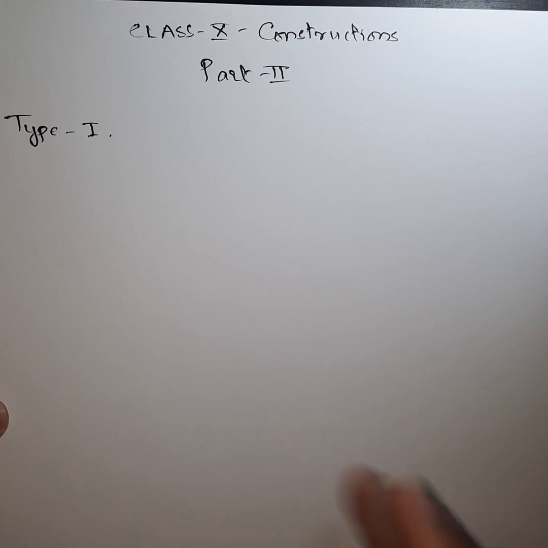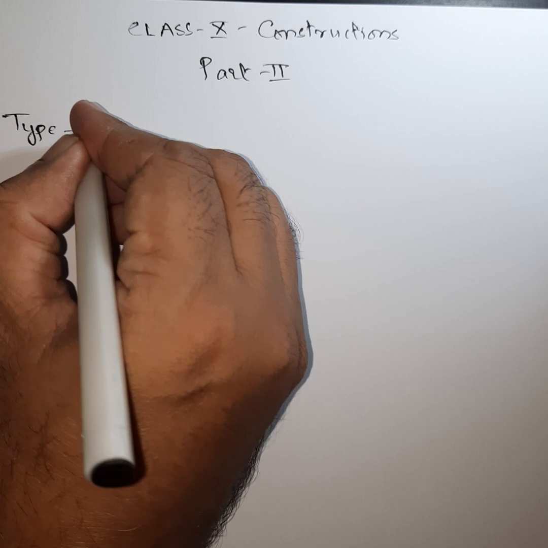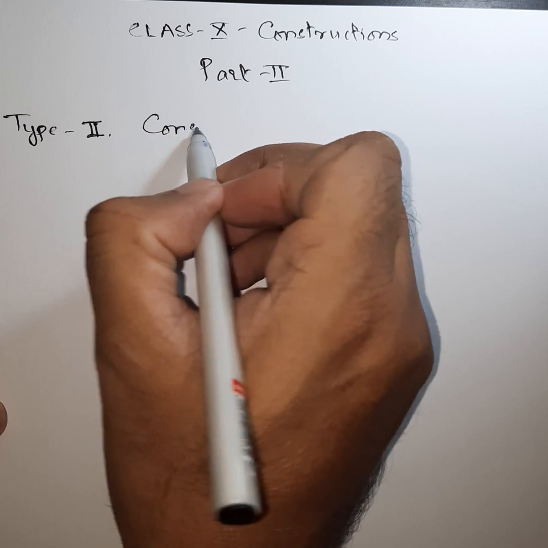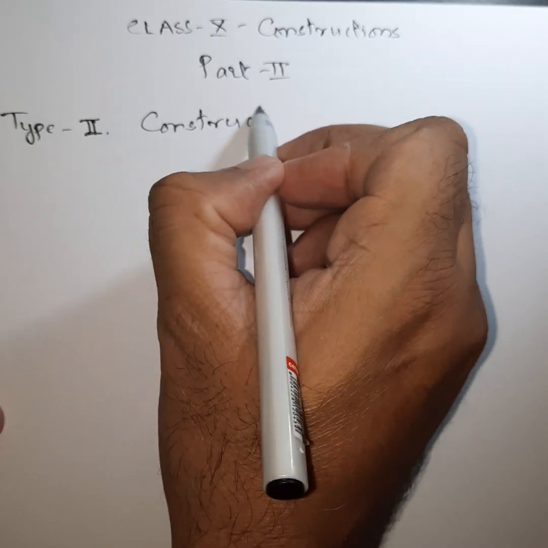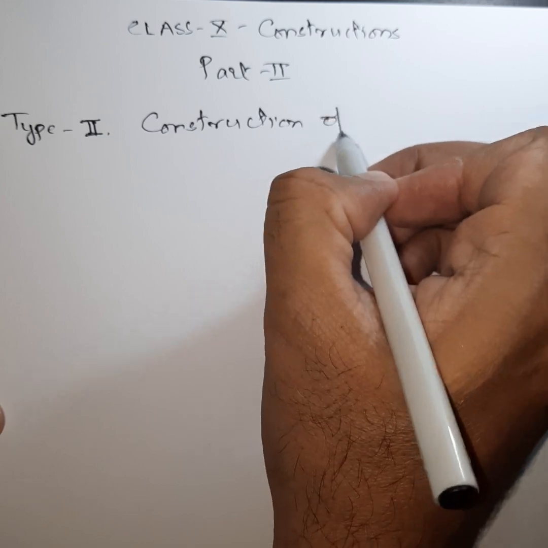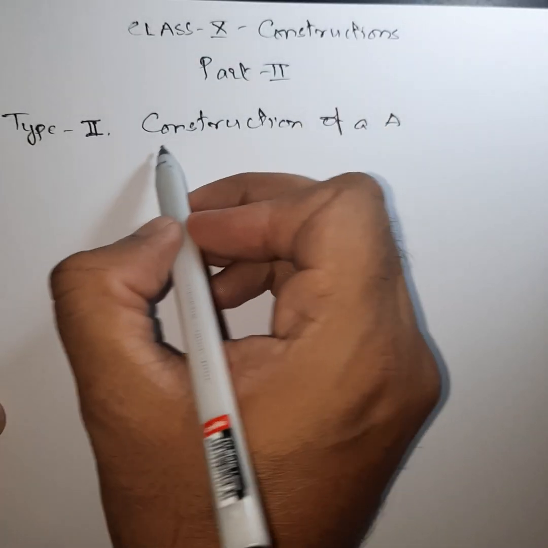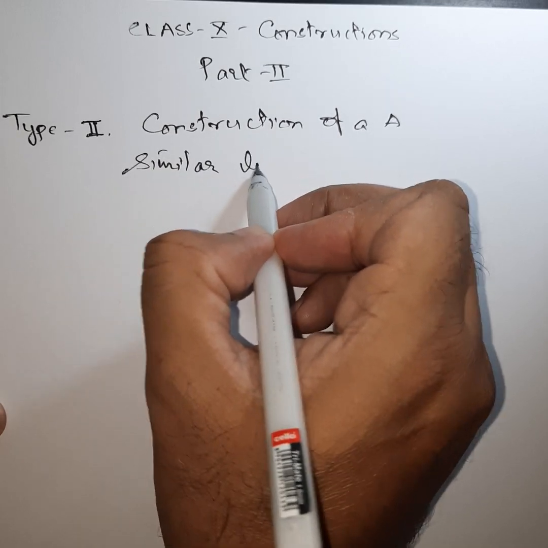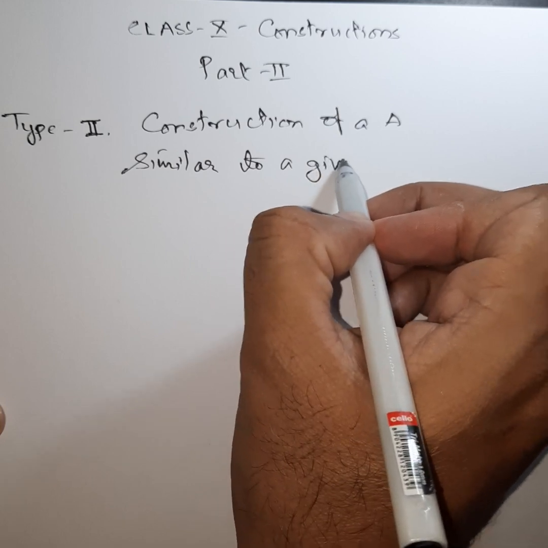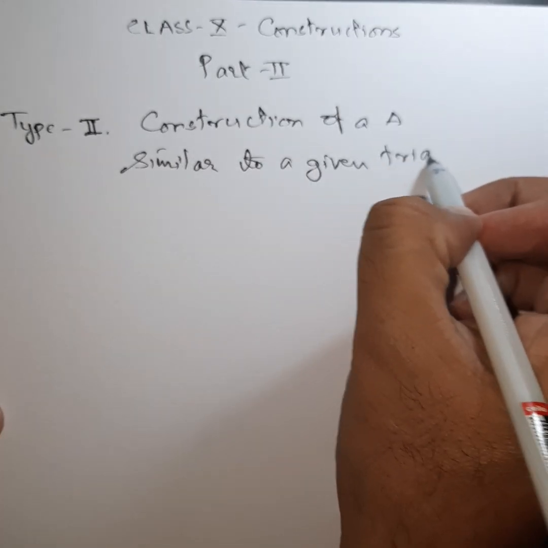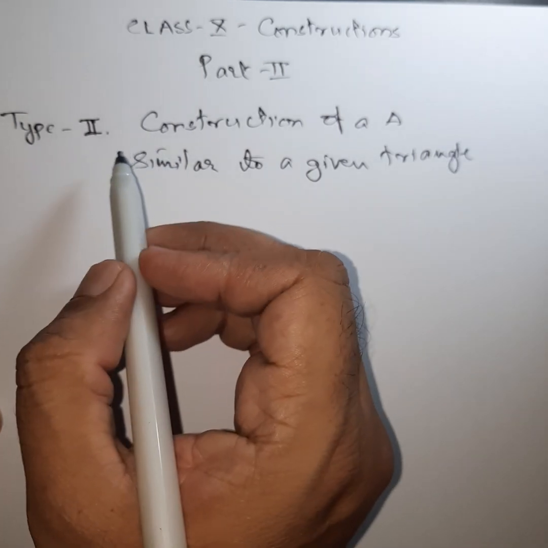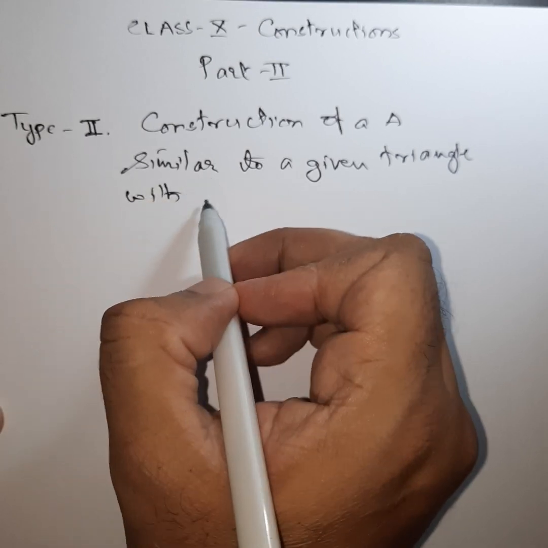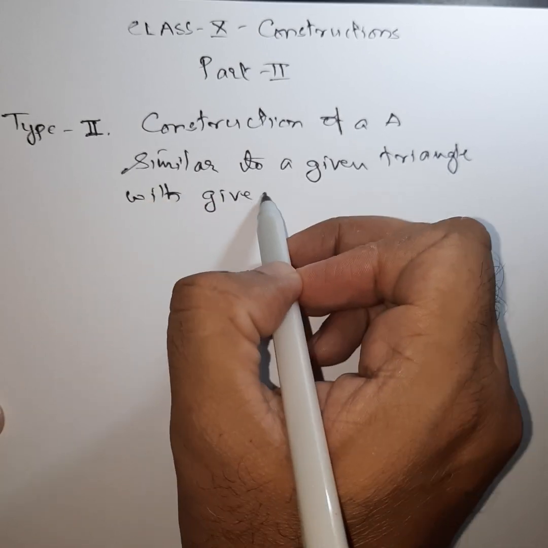Hello guys, today we are going to discuss type 2 problem in construction. So construction, that is construction of a triangle. We will construct a triangle similar to a given triangle. Means one triangle will be given, we have to construct another triangle which is similar to this triangle with given ratio of sides.